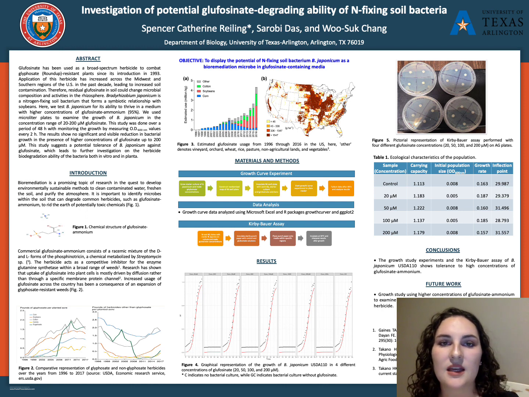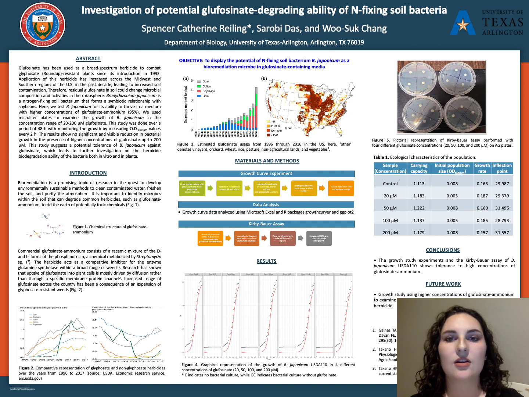And so in this figure, we can see pretty much no change in any of the growth curves that we visualized. And in table 1, we have some further data that we collected from our R packages. We have the carrying capacity, the initial population size that we began our experiments with, the growth rate, and the inflection point. And all of these numbers across the board have practically no change between all of the concentrations of glufosinate we used. And so this kind of shows us that B. japonicum growth is not affected by high concentrations of glufosinate.